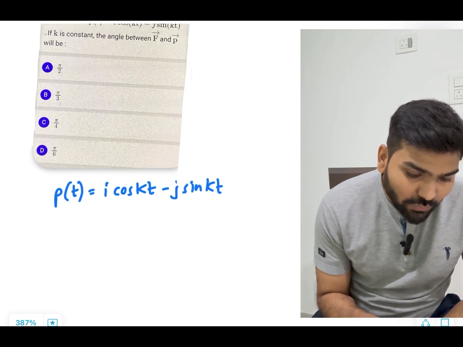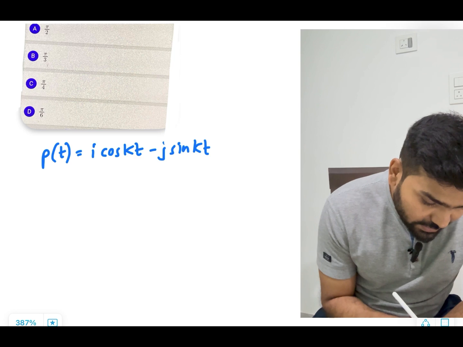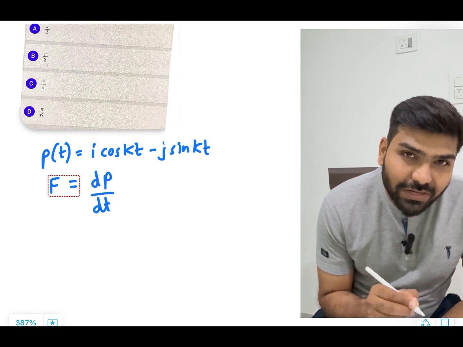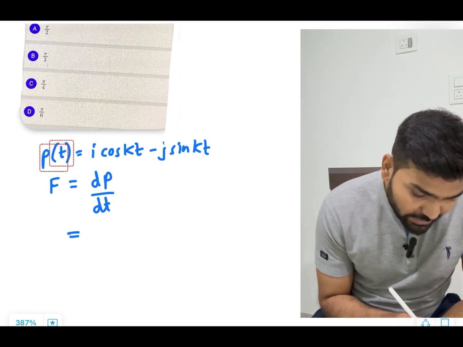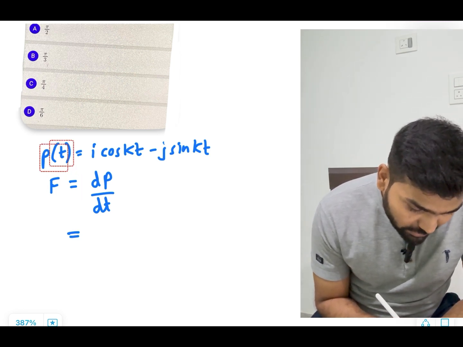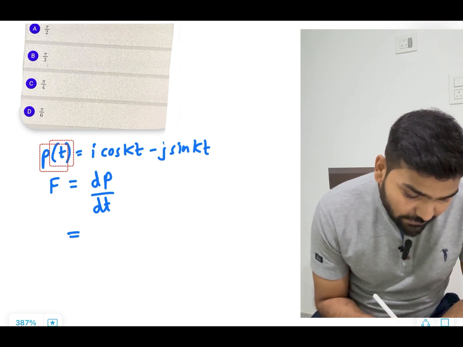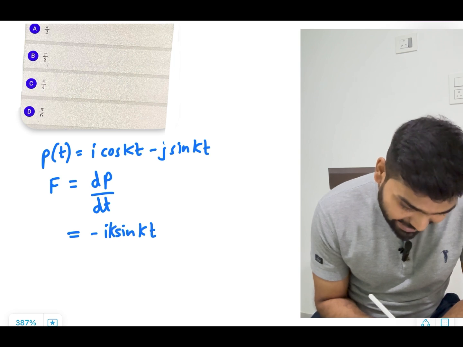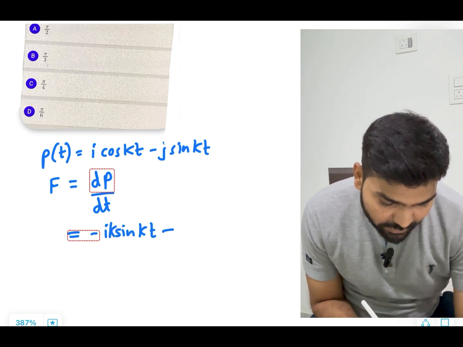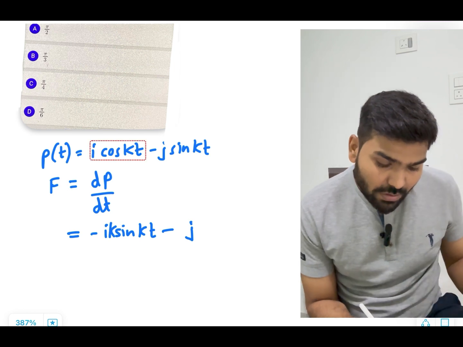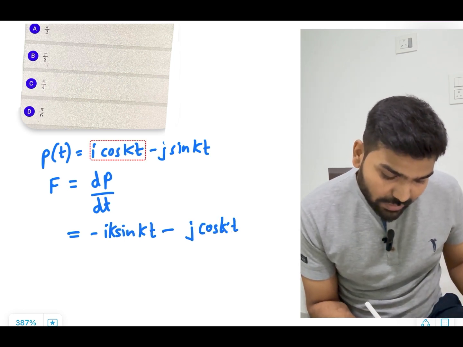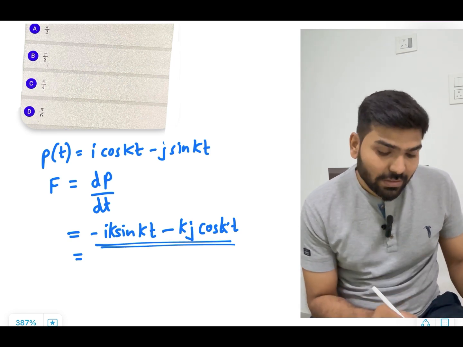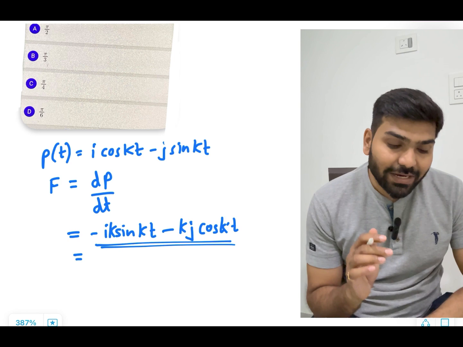Now if we try to find out force, we should understand that the force is given as rate of change of momentum, which means we have to derivate the momentum to get the force. So if we derivate this momentum, then we get the derivative of cos kt will be minus sin kt into k, and the derivative of sin kt will be cos kt into k. So the force comes out to be, so basically this is the force.